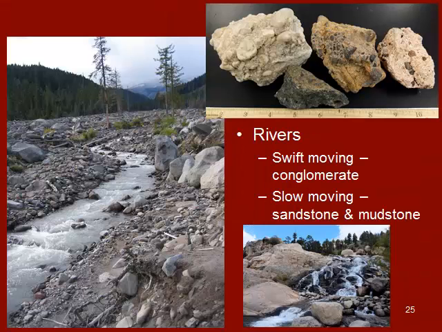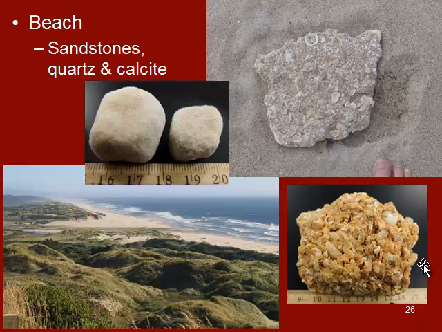If you move to rivers, this is where the particles are able to tumble around against each other, roll around, and we get more rounded grains. The faster the stream is moving, the larger the particle it can carry. So faster moving streams, like the two that you can see down here, would have more conglomerate sized particles, and in slower moving streams you're going to have more sandstone or mudstones or shales deposited. The Mississippi River would be a good example of one that has a lot of clay particles in it.